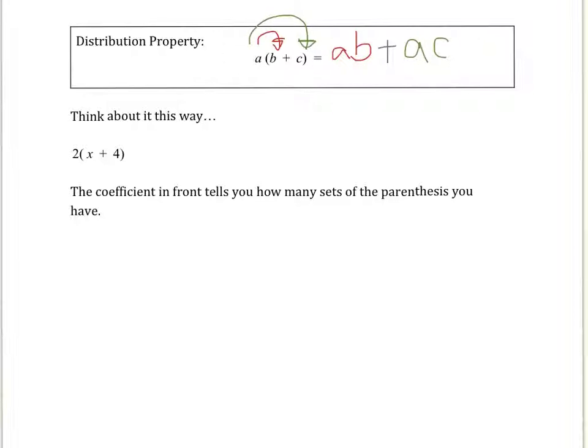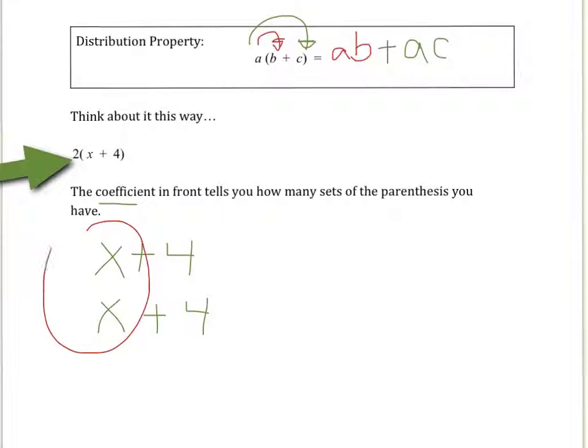So think about it this way. When you have 2 parentheses x plus 4, the coefficient, which is the number in front right there, is going to tell you how many sets of parentheses you have. So 2 is telling me I have 2 sets of the parentheses, x plus 4. So there's 1, there's 2. If I were to combine them, I would have x and x. Remember, if there's no number in front of an x, it's 1. So I have 1x and 1x. Together, that would make 2x.